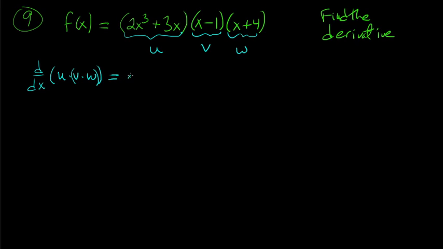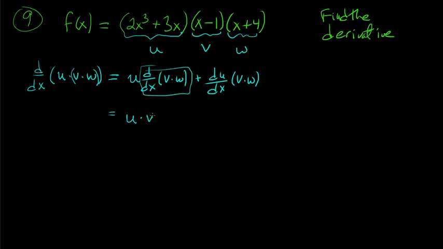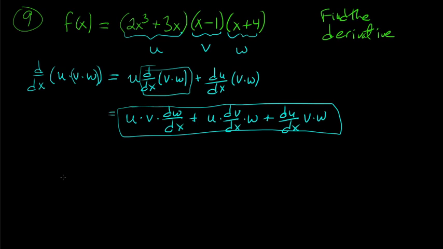So let's think of this as a product of u and v times w. So by the product rule, we get u times the derivative of v times w plus the derivative of u times v times w. Right? So now we just apply the product rule again to v times w, right? So that's going to be u times v times the derivative of w plus u times the derivative of v times w. And then we still have the last factor. It's going to be the derivative of u times v times w. So if you notice, you're just essentially multiplying two of the factors times the derivative of the third.